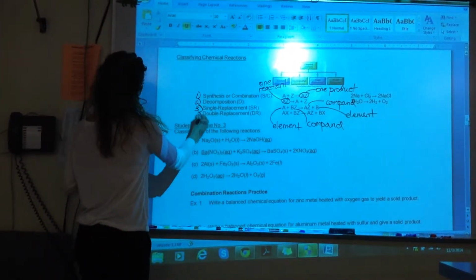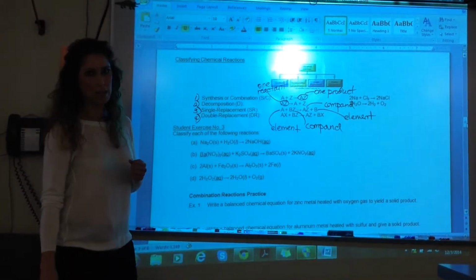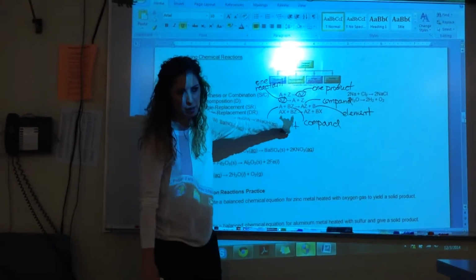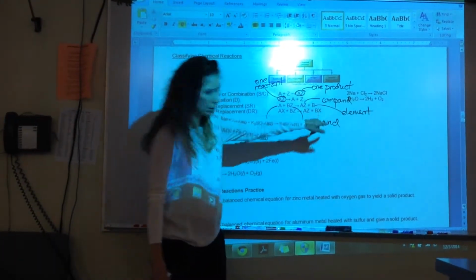The fourth type of chemical reaction is a double replacement reaction. A double replacement reaction has 2 compounds reacting together, and you make 2 different compounds.